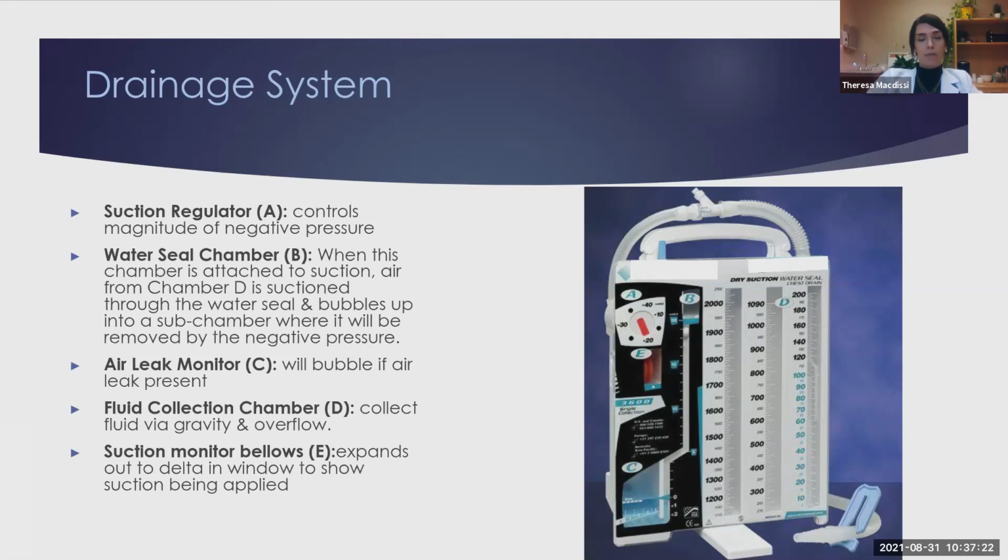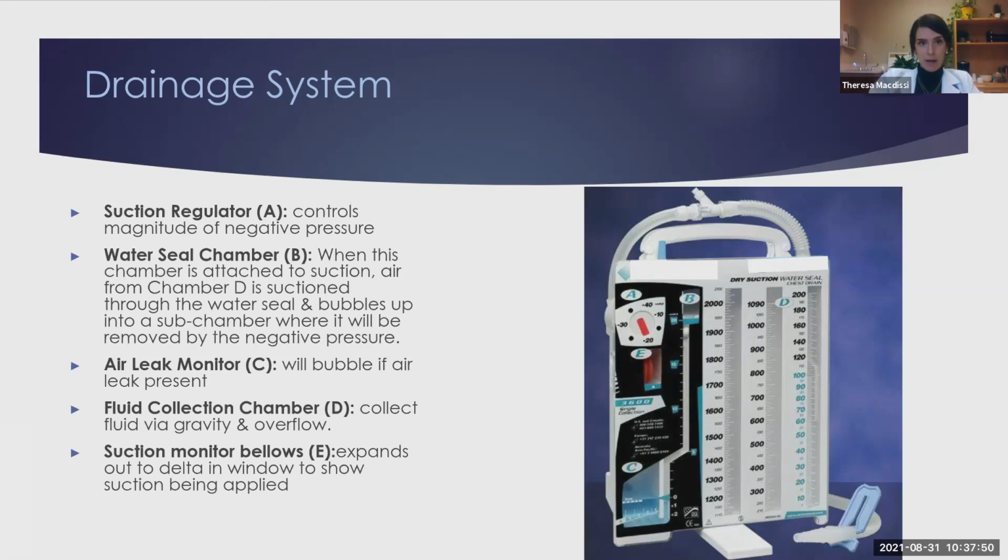On the wall, that always stays at -80, and we'll get into that a little bit more. B is the water seal chamber. This is where that blue fluid is. As air is pulled out of the intrapleural space, it goes through the fluid chamber collection and then siphons through to the water seal chamber and bubbles out and gets removed by negative pressure.